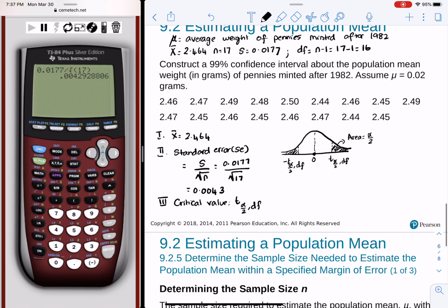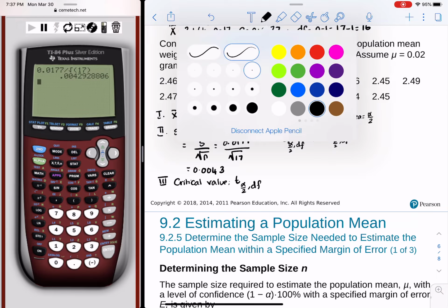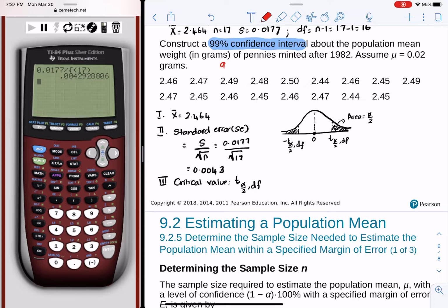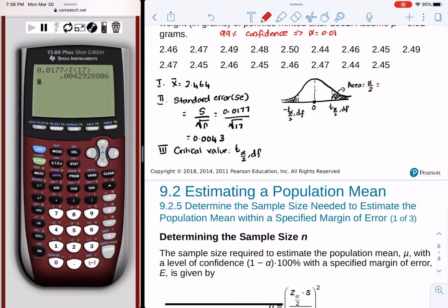So in the problem, we have to find a 99% confidence interval. We know that 99% confidence implies an alpha value of 0.01. So here the area would be 0.01 divided by 2. We end up getting 0.005. It would be the same over there. Also, that shaded area is 0.005.